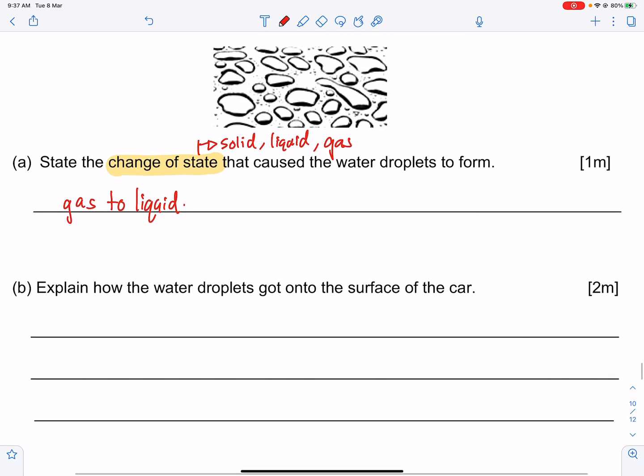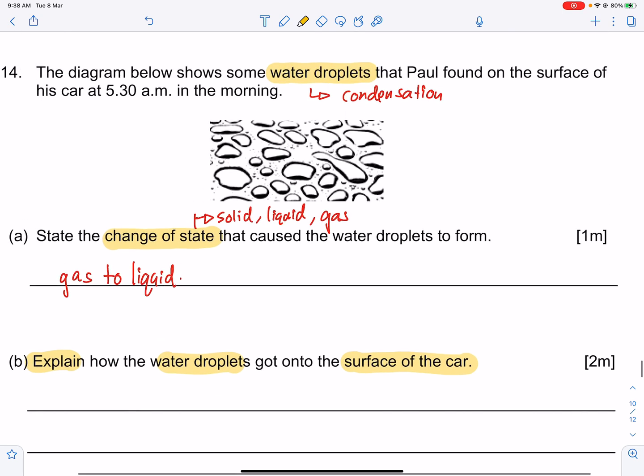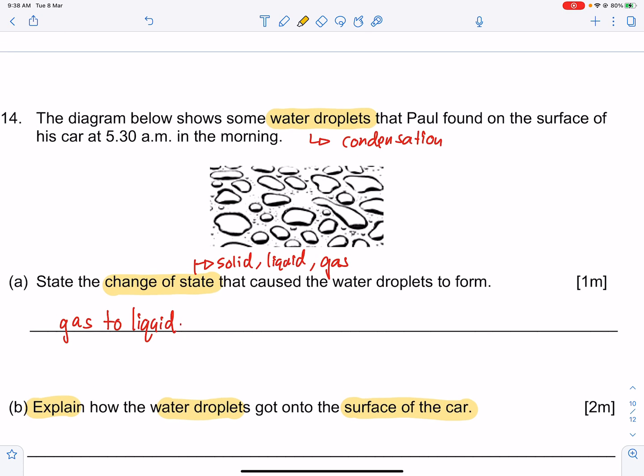B. Explain how water droplets got onto the surface of the car. Now, this is a very typical condensation question. The only tricky part is that you need to know, where is the source of your warmer water vapor? That is the part that many of you could not get. So, take a look at this. It says on the surface of the car.